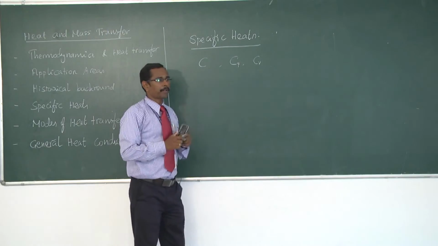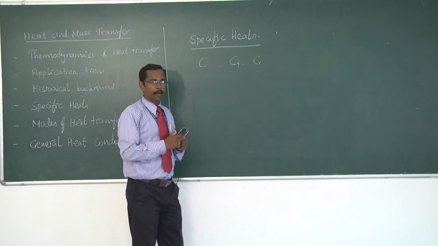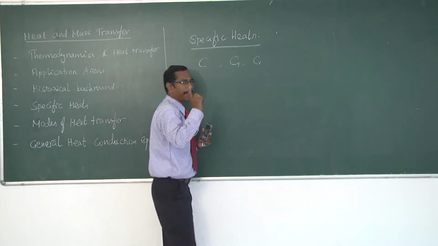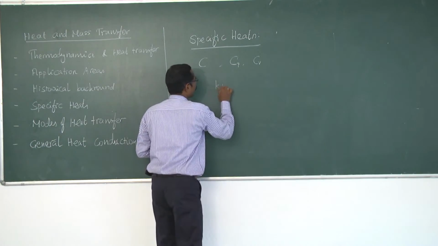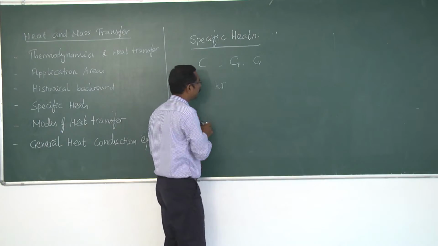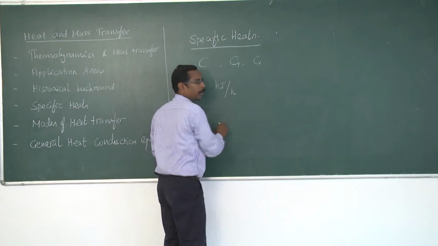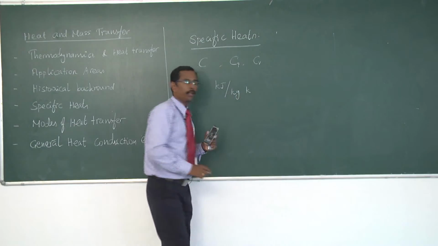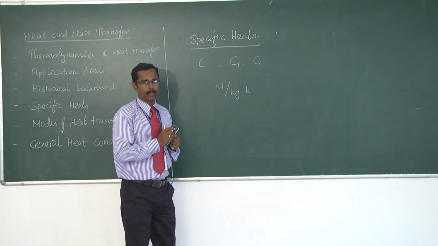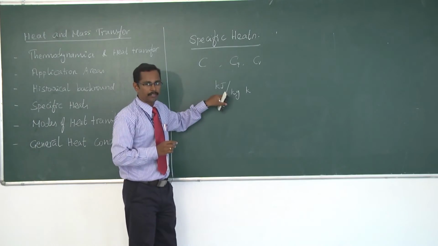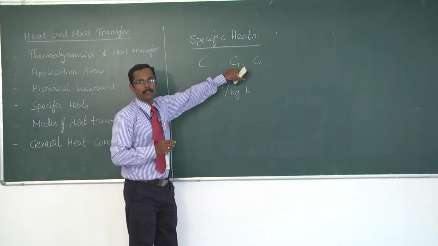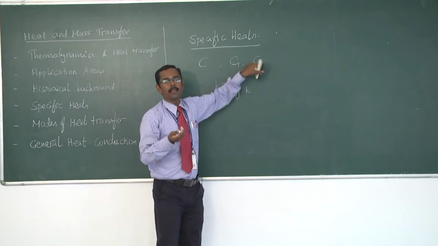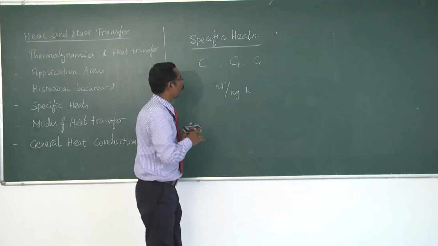At constant pressure, the amount of heat required to raise a unit mass of substance by 1 degree, in kilojoules, is the amount of heat required for unit mass of substance to raise the temperature by 1 Kelvin or 1 degree Celsius. This happens at constant pressure, so we call it specific heat at constant pressure. This happens at constant volume, so we define Cv, specific heat at constant volume.